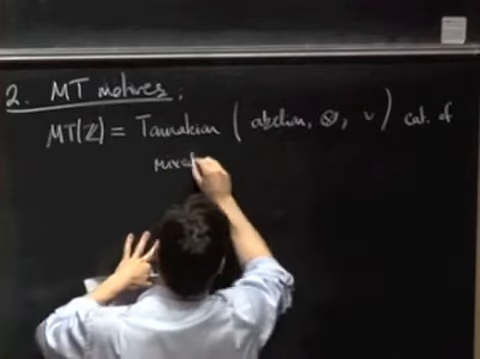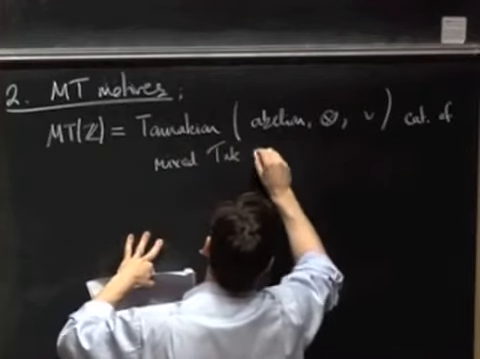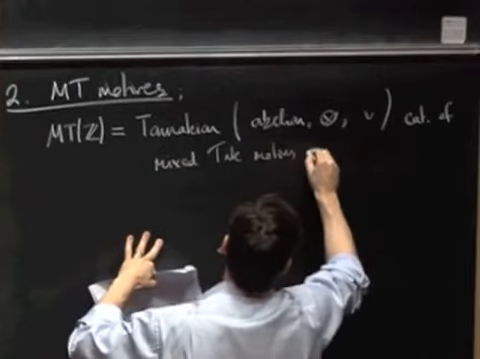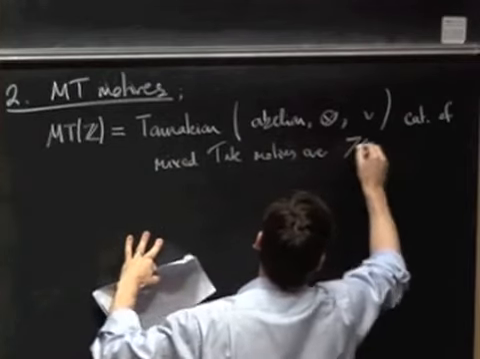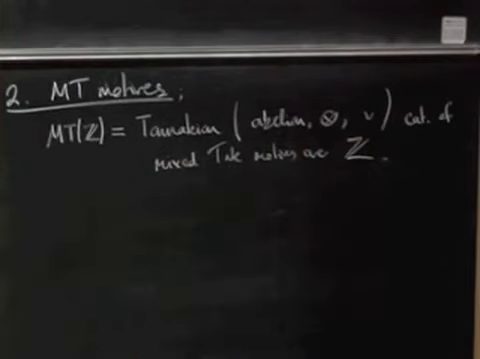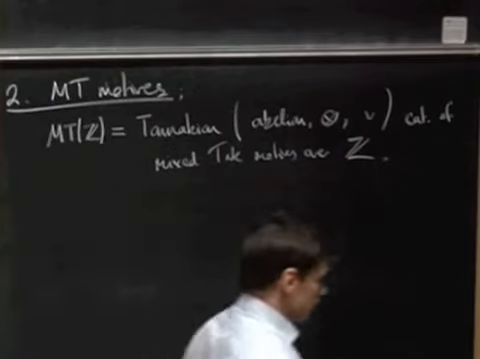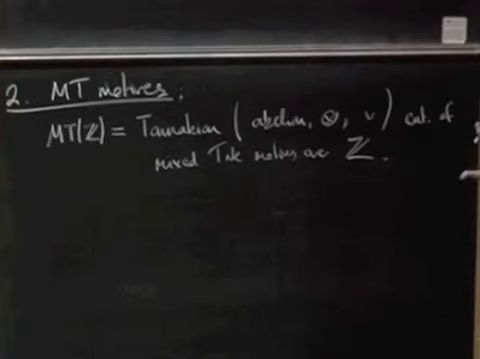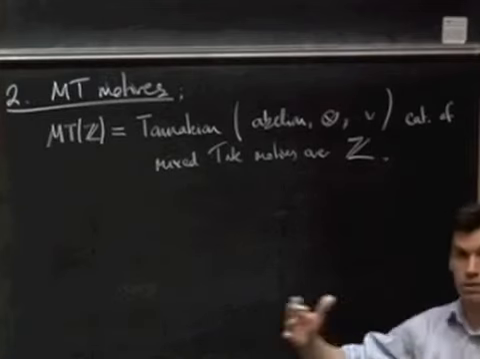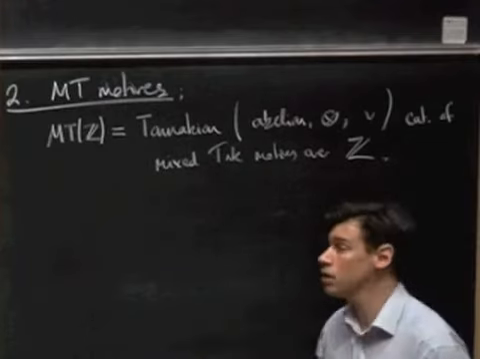Of mixed Tate motives over the integers. So the definition is enormously complicated and very indirect. The point here is that we have a very abstract definition of some category, and all we know about it is its structure, which I'm going to explain right now.